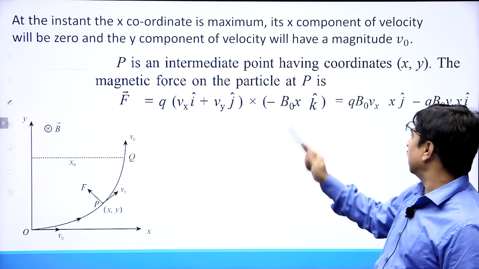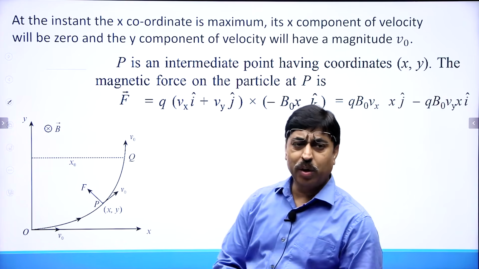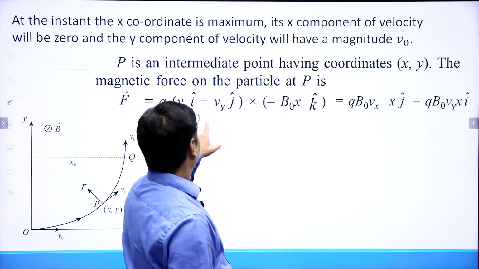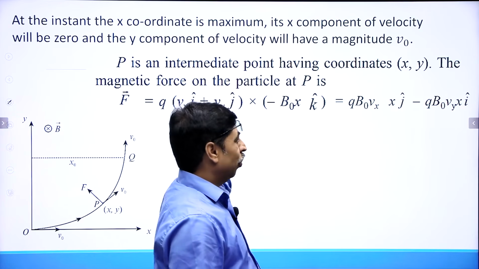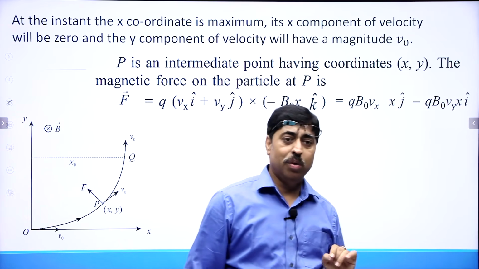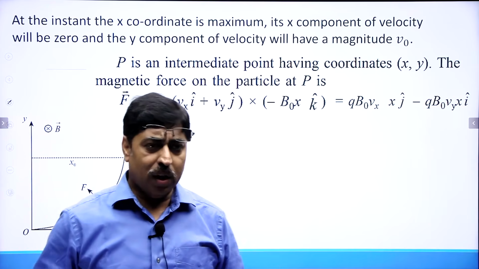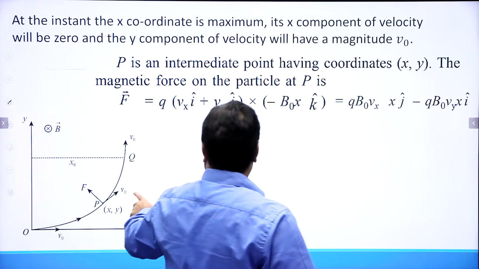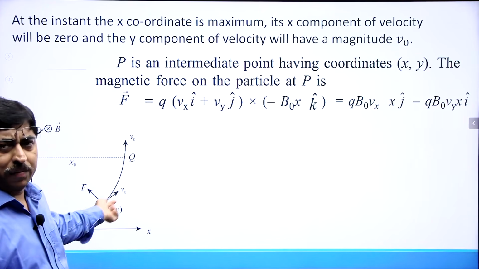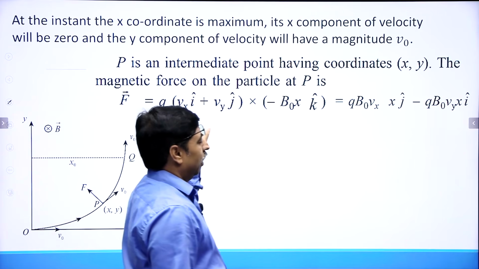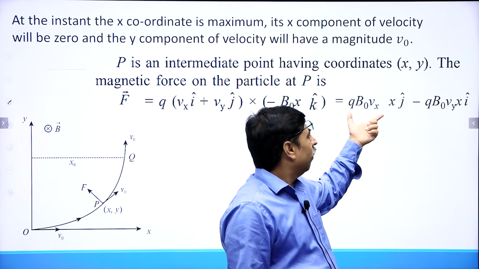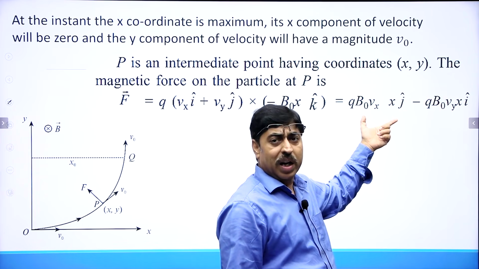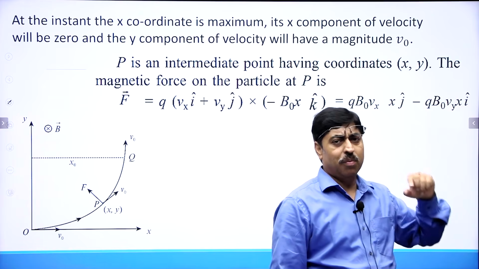If you do the necessary cross product, I think all of you can do it. You have to do it like this: i cross k, then j cross k, you will get two terms. This is what you get. What does it mean actually? When the particle is at this point and it is having this velocity, the force acting on the particle has got two components. This is the component of force in y direction and this is the component of force in x direction.